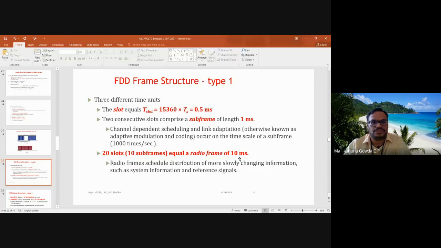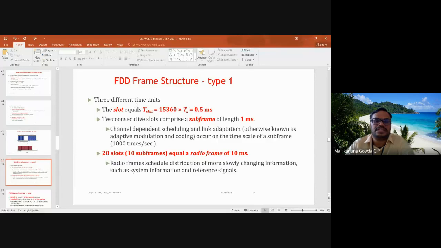Let us see the FDD frame structure first. Even in this, two types are there, type 1 and type 2. Type 1 is with the normal cyclic prefix and type 2 with the extended cyclic prefix. Here there are three different time units to understand. The first one is the slot. The duration of the slot will be equal to 15,360 into TS, which will be around 0.5 milliseconds.